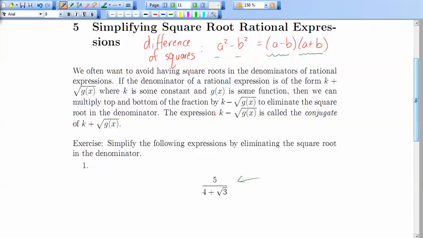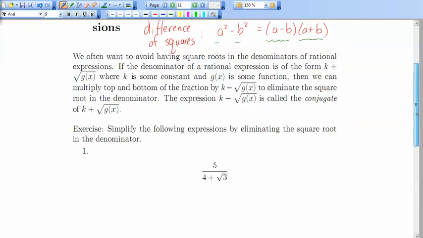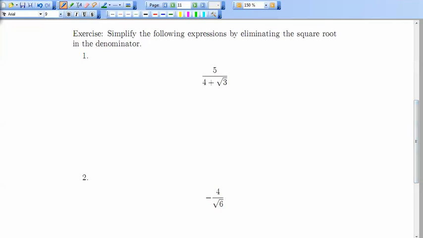Now, if you've got a minus b, then a plus b is the radical conjugate. Or if you've got a plus b, a minus b is its radical conjugate. They're radical conjugates of each other. That's kind of the lingo we'll be using here for these examples. So if I take a look at the first example, and I take a look at the denominator, it's where the square root is. Now, the radical conjugate of that denominator is 4 minus root 3. So I'm going to multiply top and bottom of this expression by 4 minus root 3.